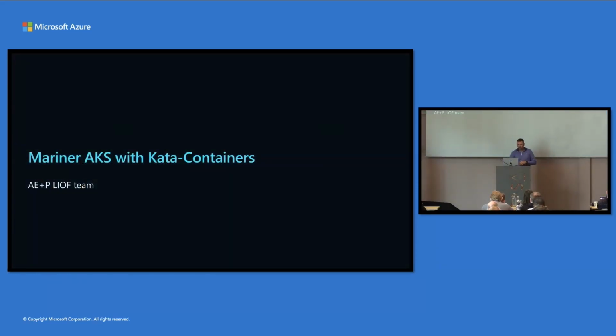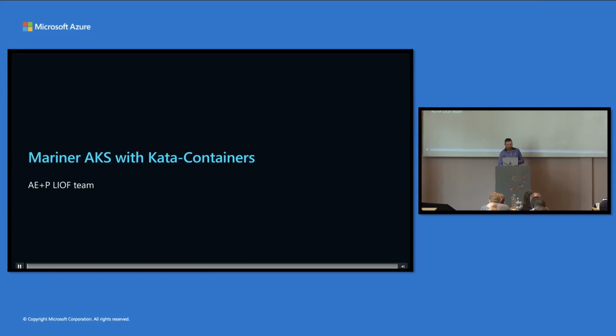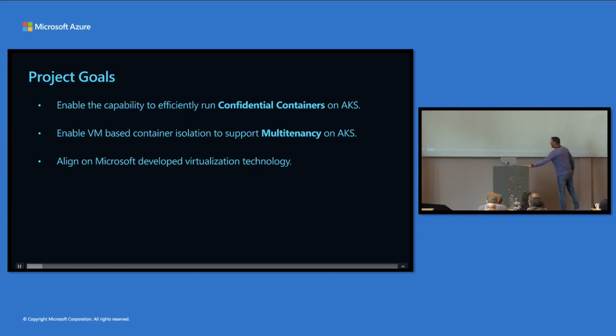All right, so let's see if this demo will work. This is a demo of Mariner AKS using Kata containers and Cloud Hypervisor to run VM-isolated containers. There are multiple motivations behind this project. VM container isolation will enable us to bring up confidential containers on AKS with minimal infrastructure overhead. Additionally, VM-based container isolation lays the groundwork for supporting multi-tenancy within AKS.